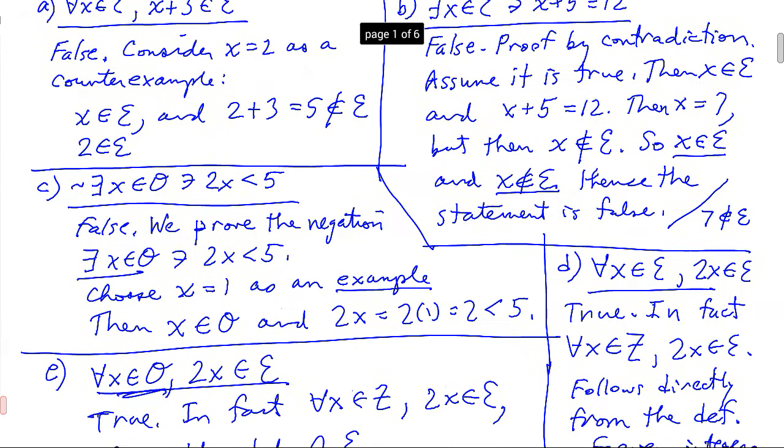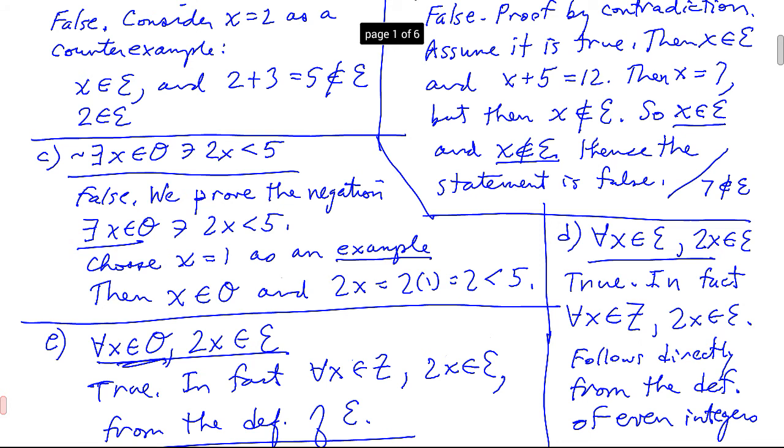And in fact, we can make an even stronger statement: it's true for any integer x in Z that 2x is even, and this follows directly from the definition of even integers. We don't have to do anything because it is of the form twice an integer. Okay. For part E, it's very similar.